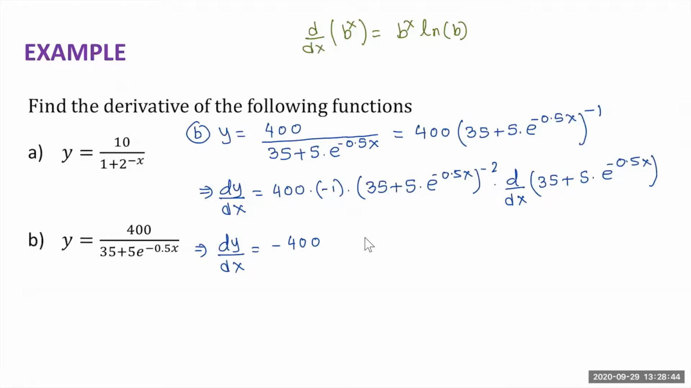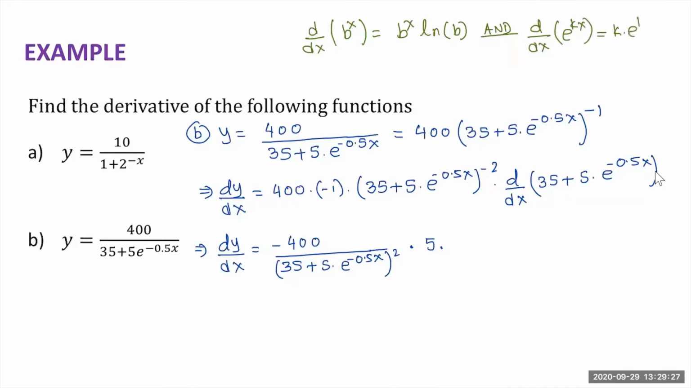If I take it to the denominator, it will be positive. So 35 plus 5 times e to the negative 0.5x, quantity squared. Then we have to multiply with the derivative of this one. The derivative of 35 is 0. 5 is a constant multiple, so we'll keep that as it is. And then here you have the derivative of e to the kx. If you remember that formula, let me write here the second formula: the derivative with respect to x of e to the kx is k times e to the kx. If I use that formula, in place of k I have negative 0.5. So negative 0.5 is my k, and e to the kx is e to the negative 0.5x.